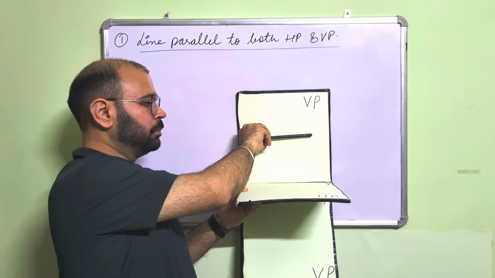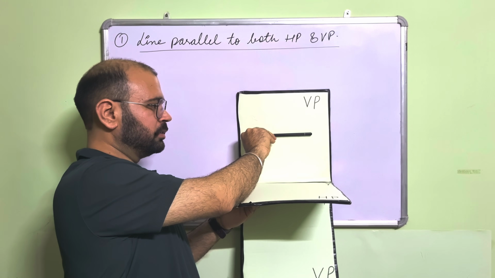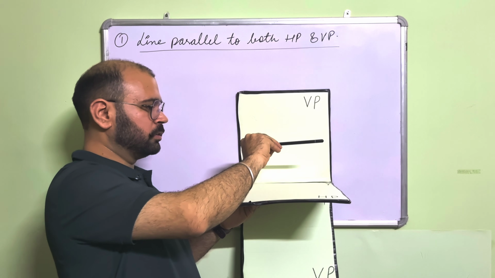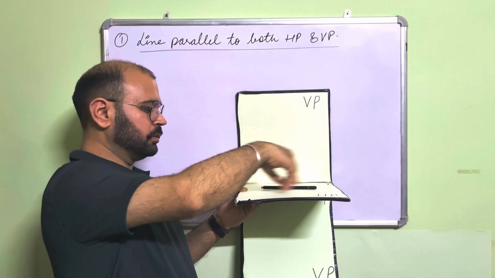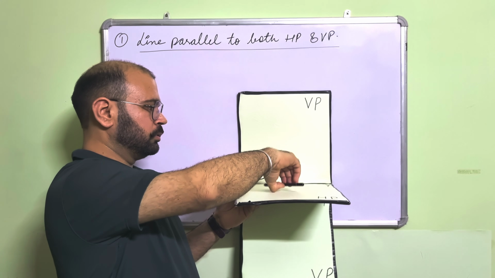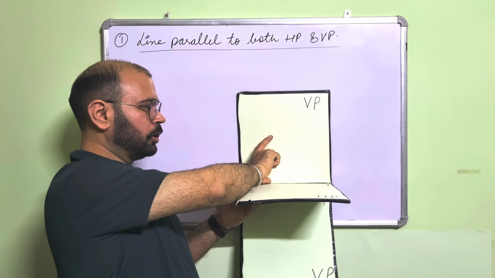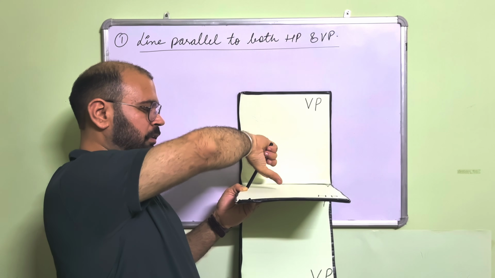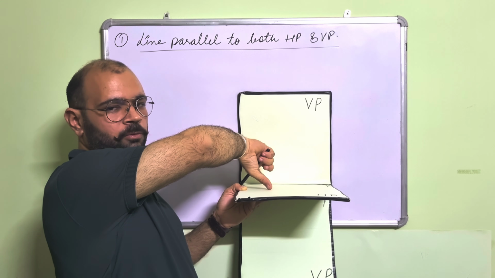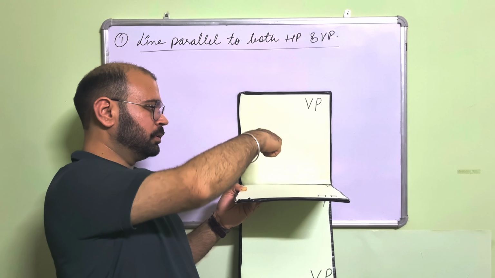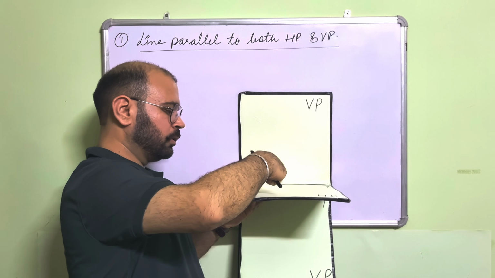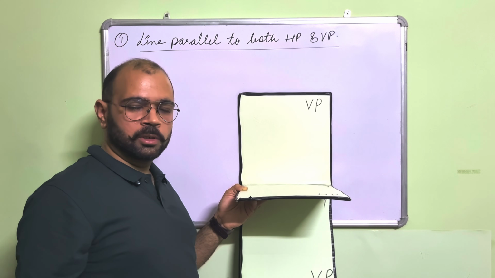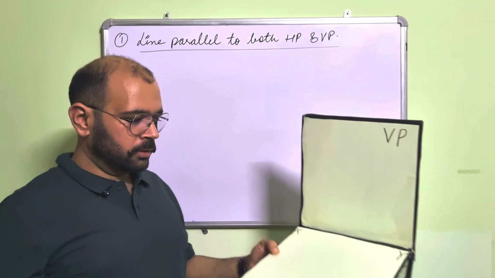Since it is parallel to VP, the projection will be like this. It is parallel to HP, so the projection again will be like this. This distance will be how much it is above HP, and this distance will be the distance from VP, or how much it is in front of VP. So here you will get a line parallel to the XY line, and here also you will get a line which is parallel to the XY line.